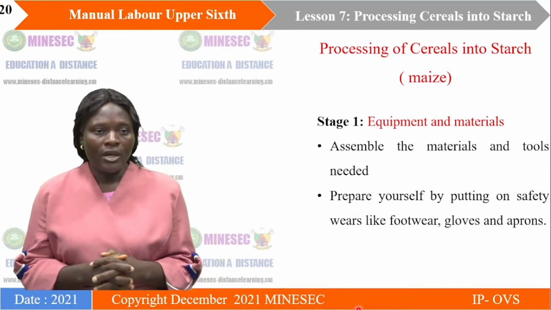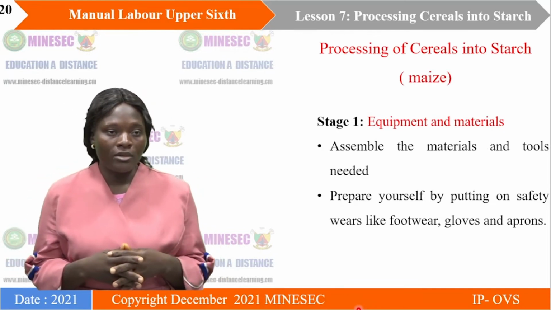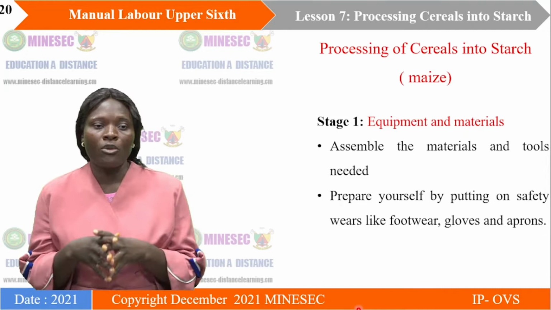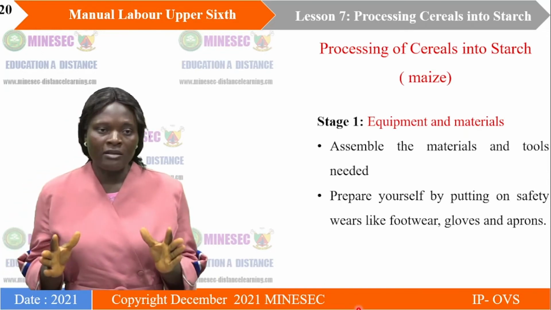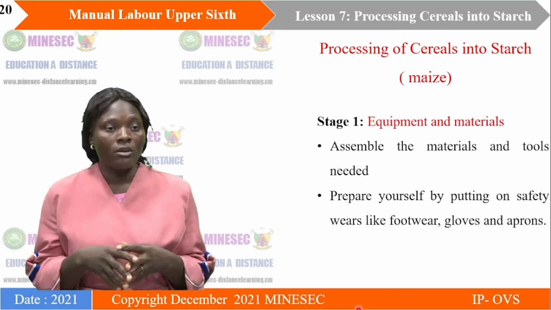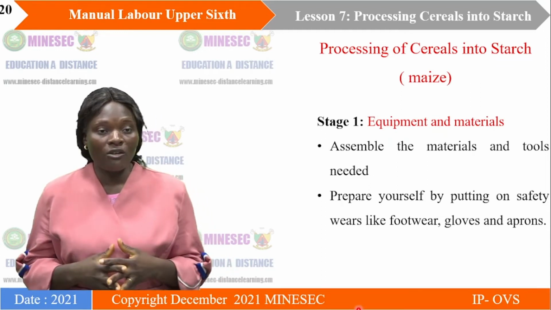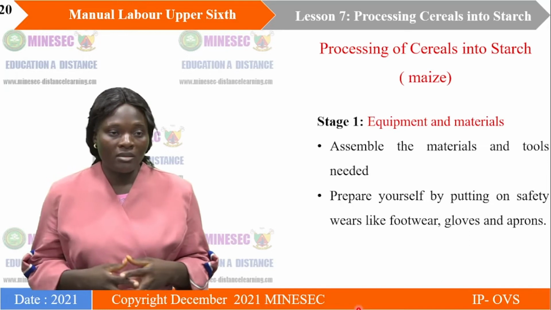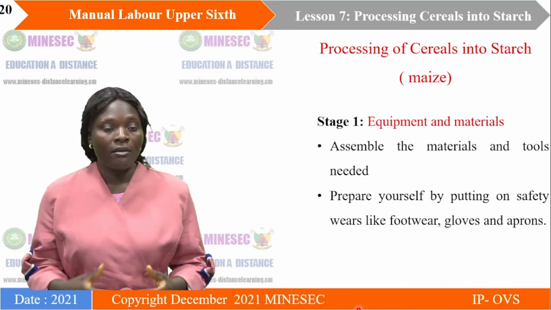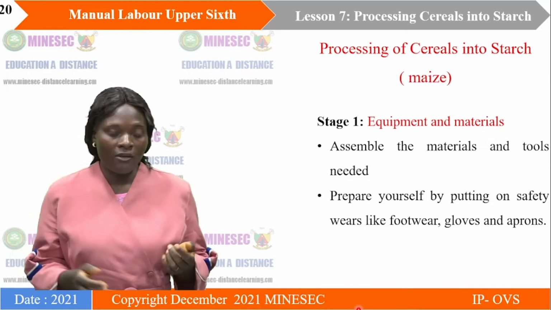Stage one, equipment and materials. So you need to assemble your equipment and materials, put them at the spot where you want to carry out your processing. Then you have to prepare yourself by putting on safety wear. It could be footwear, your clothes, apron, headscarf, and so on.